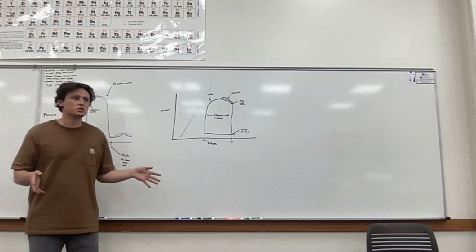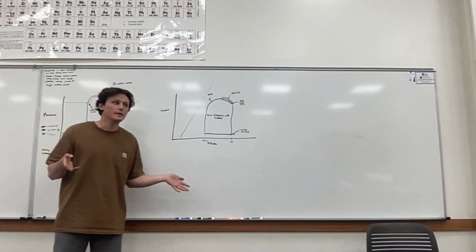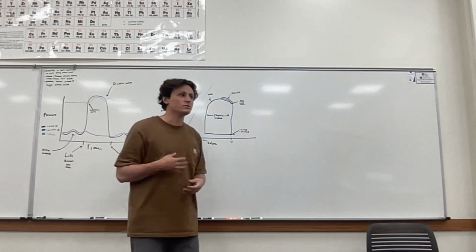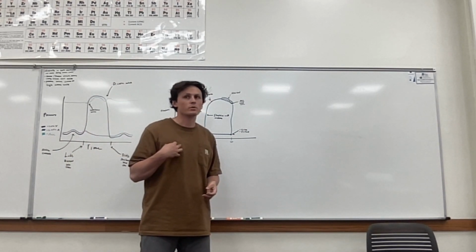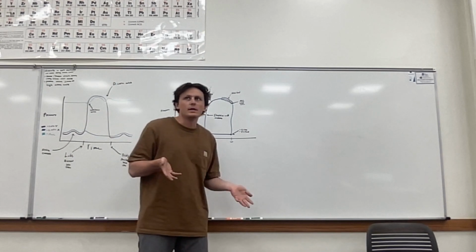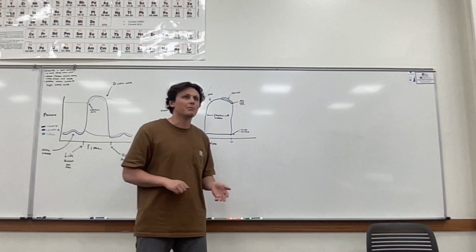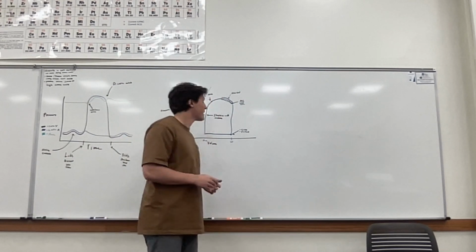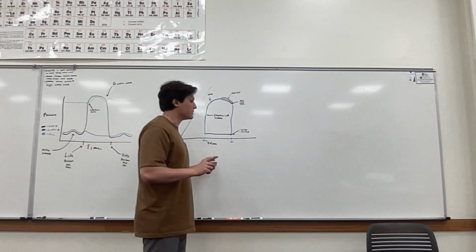Here is what we like to call preload. Preload is pretty much the volume of blood in the ventricle that is needed to contract. You need to have a certain amount before it will contract. If you don't, you're not going to be able to push out blood through your aorta and your semilunar valve. So we can't have that, because that wouldn't be good.